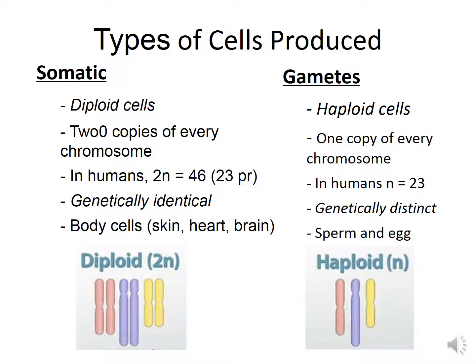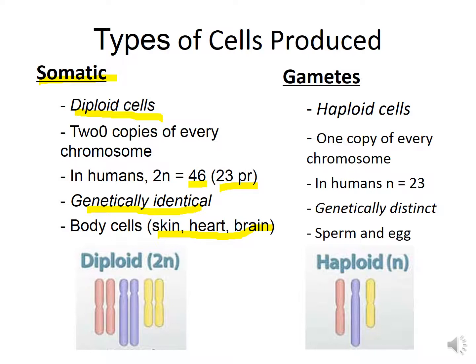So first of all, we have somatic cells. Somatic cells are body cells. So these are things like skin and heart and brain cells. Now these types of cells are genetically identical to one another within an individual. So if I were to look at the DNA inside one of your skin cells, I would find that it is exactly the same as the DNA inside one of your heart cells. Now these cells are diploid. That means they have 2 copies of every single chromosome. And in humans, that means they have 23 pairs, or 46 chromosomes total.